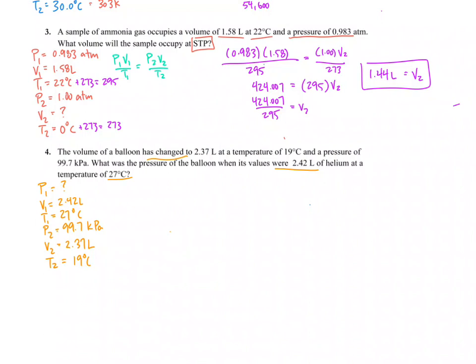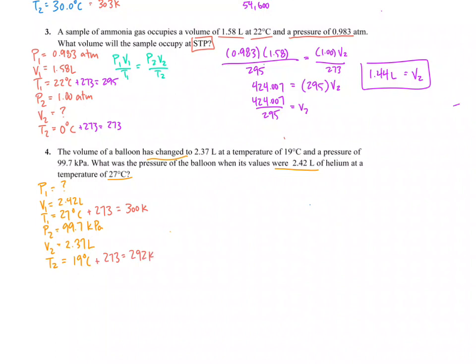Now, we set this up to solve for the starting pressure. If you had put it in opposite order, thinking that maybe P2, V2, and T2, 99.7, 2.37, and 19 were original values, and you're solving for the new pressure, it wouldn't make any difference. You would still get the same calculation. So my equation says, actually I almost forgot again, I've got to convert my temperatures to Kelvin. So 27 degrees plus 273 gives me 300 Kelvin. And 19 degrees plus 273 gives me 292 Kelvin.